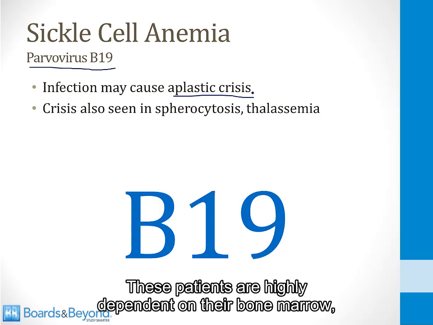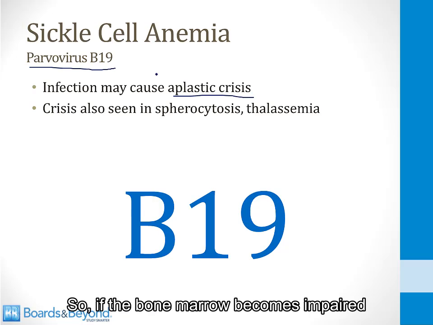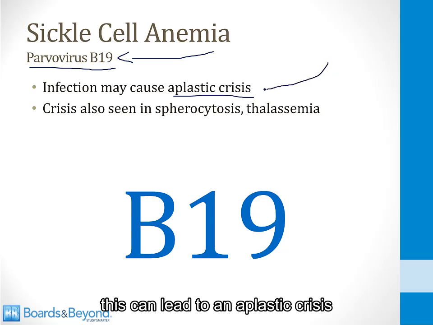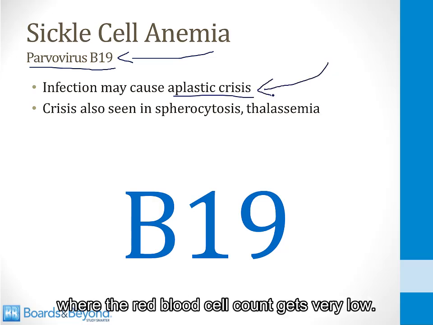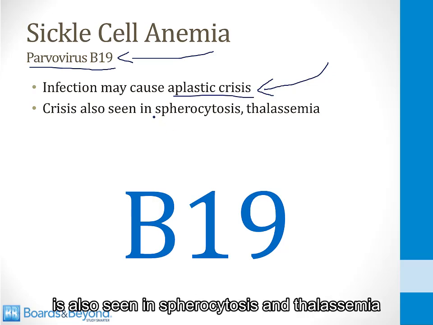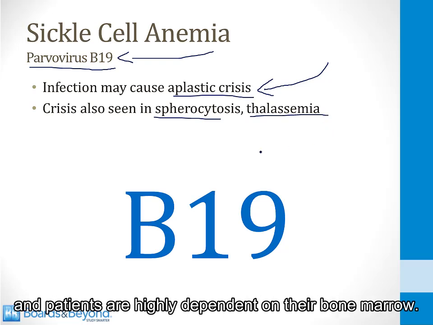These patients are highly dependent on their bone marrow given the chronic hemolysis. So if the bone marrow becomes impaired by a parvovirus B19 infection, this can lead to an aplastic crisis where the red blood cell count gets very low. An aplastic crisis after a B19 infection is also seen in spherocytosis and thalassemia and other disorders where there's chronic hemolysis and patients are highly dependent on their bone marrow.